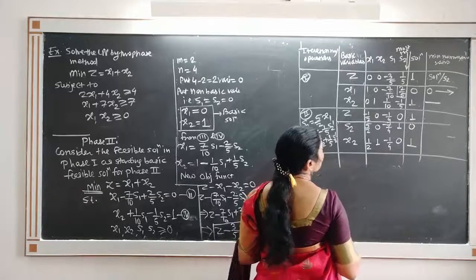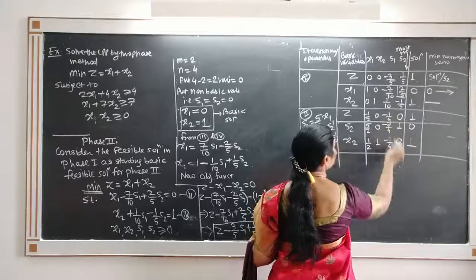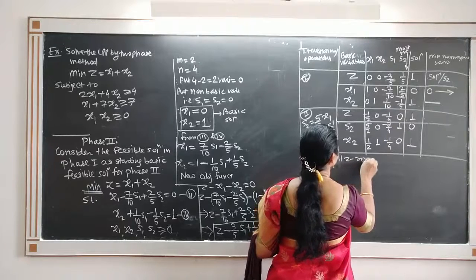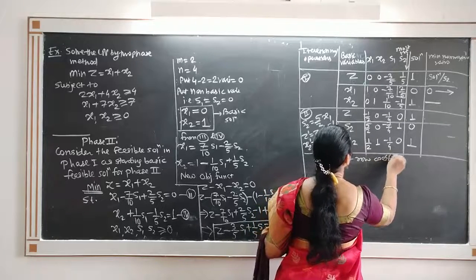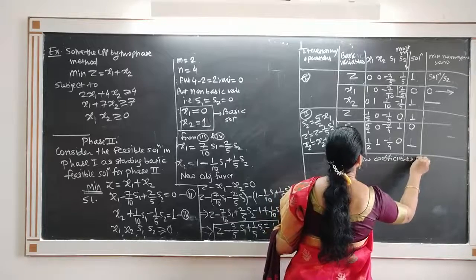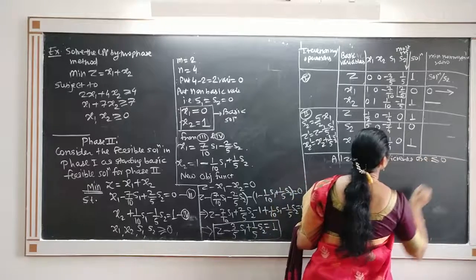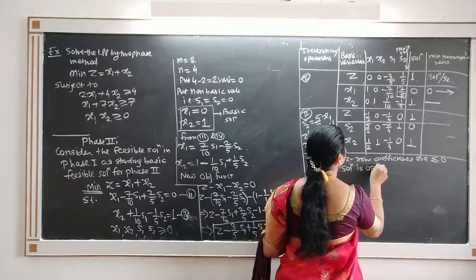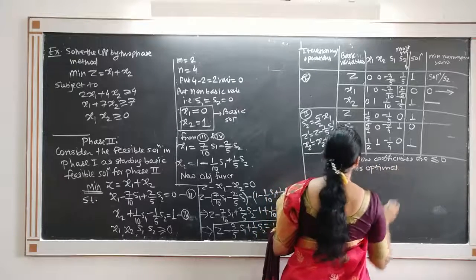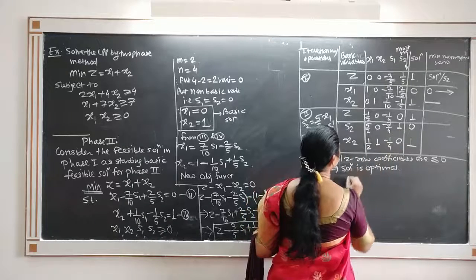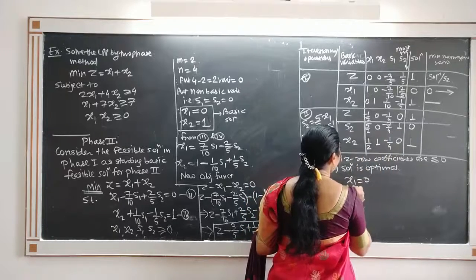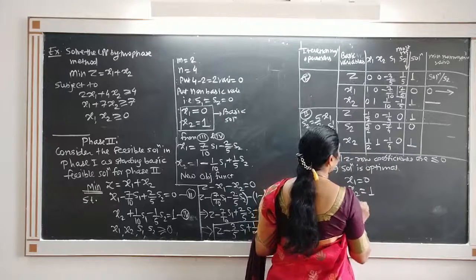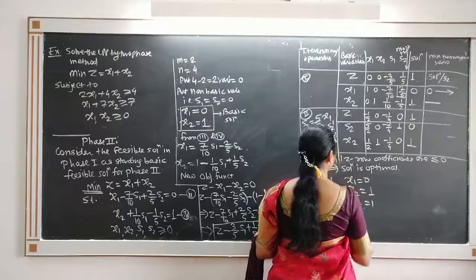We want most positive, but now there is no most positive. So we have all Z row coefficients less than or equal to 0, which implies that solution is optimal. What is solution? There is no x1, so x1 is 0, x2 comes to be 1, and minimum z value comes to be 1. This is minimum z, that is 1.